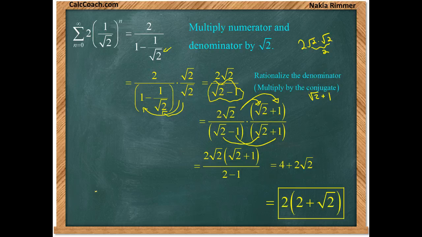And that's the most simplified form. We could take out a 2, recognizing that both of these terms have a 2. And so we factor out the 2, and we get our final answer in the most simplified form with no irrationals in the denominator: 2 times the quantity of 2 plus root 2.